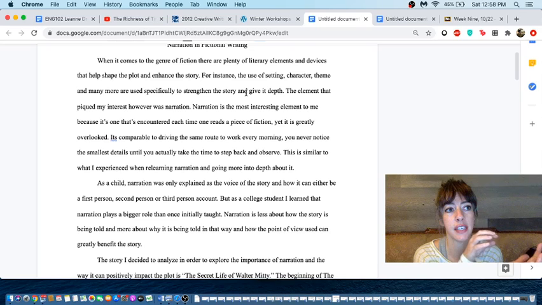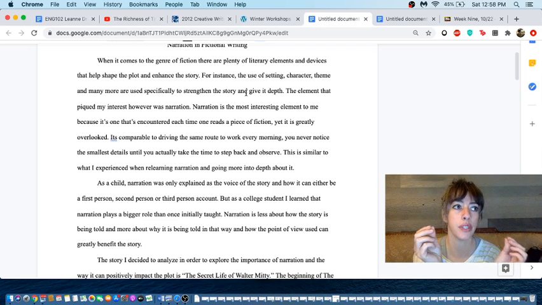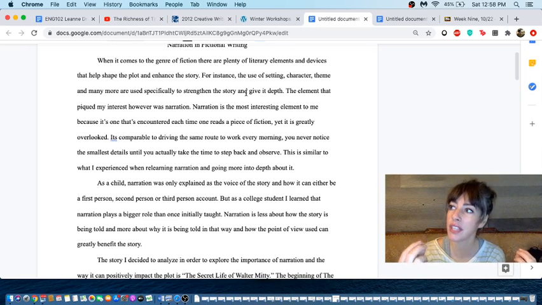We are analyzing, in the assignment for this essay was to analyze a story, but specifically to analyze how a literary element works in that story. And we know that that's going to happen from this opening.